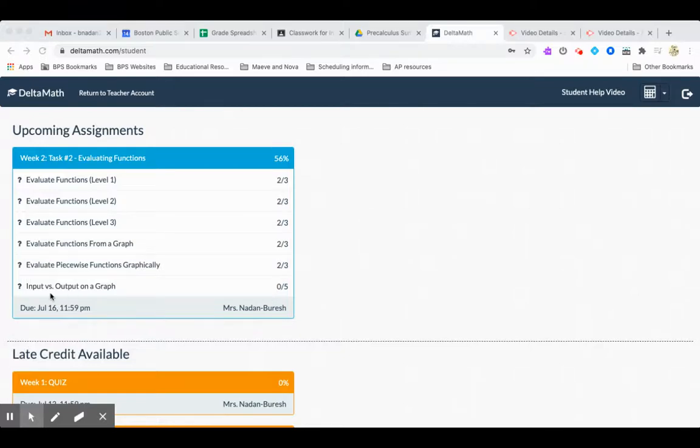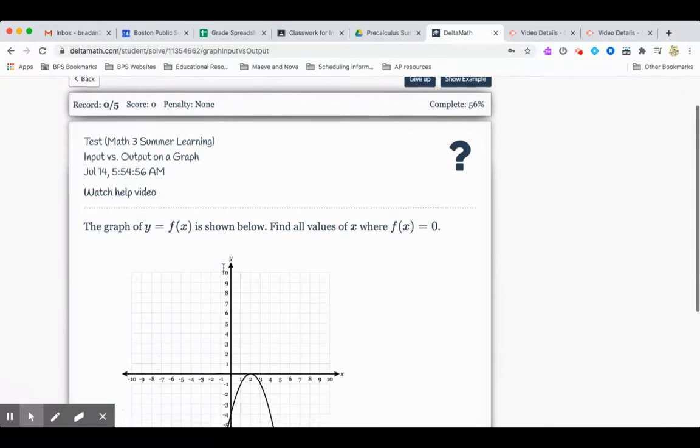In this last video, I'm going to talk about this assignment, input versus output on a graph. And I decided to keep it separately because I was talking a lot about input, output, domain, and range in the last two, but really the only thing it asks for is the number in the range that results from plugging in the number in the domain that they give you. Here they'll switch them up.